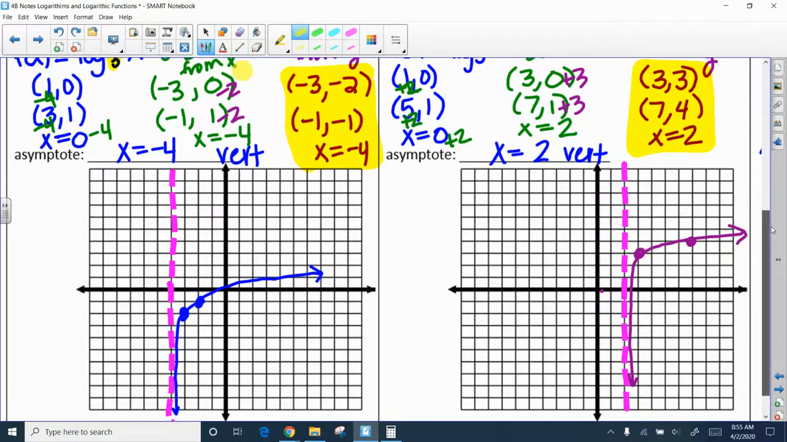All right, so we have finished up for B, and we'll be able to do more practice with the graphing tomorrow.